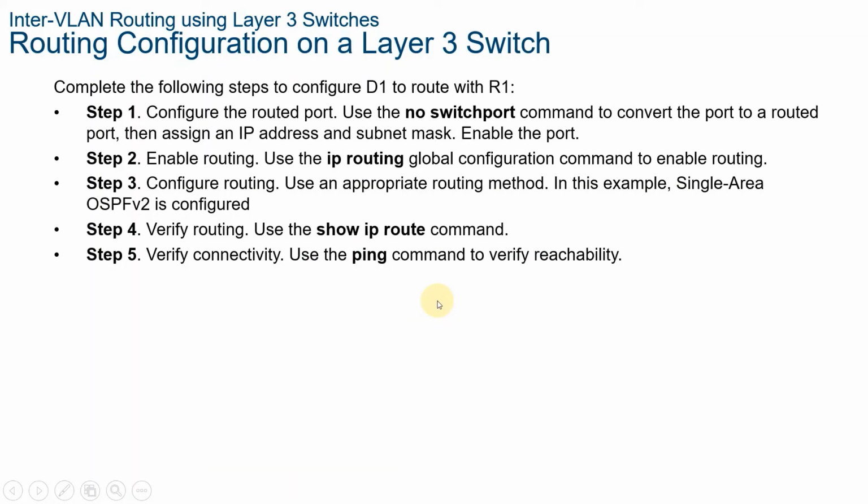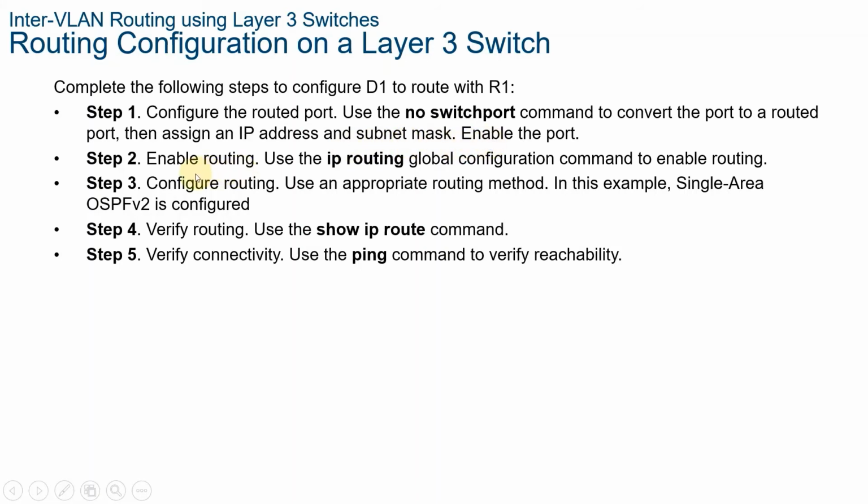Routing configuration on a layer 3 switch. We need to complete the following steps to configure D1 to route with R1. We have five steps here. First, configure the routed port, with the no switch port command to convert the port to a routed port, and then assign an IP address and subnet mask to it. We have to enable the port.